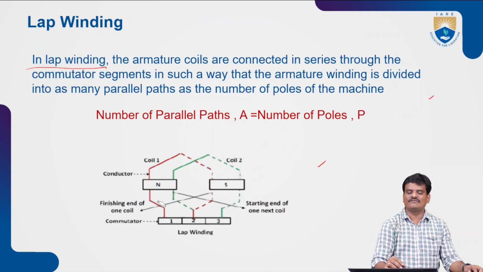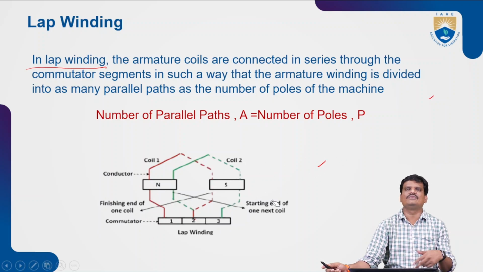So whatever it may be, if the poles are 100, you need to design the same structure for the number of parallel paths equal to 100. If it is 2, you need to design it for 2. If it is 4, you need to design it for 4.